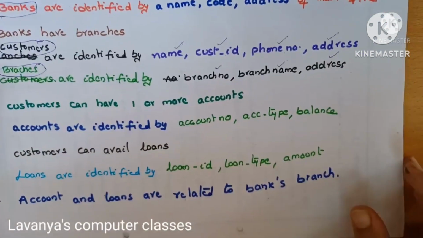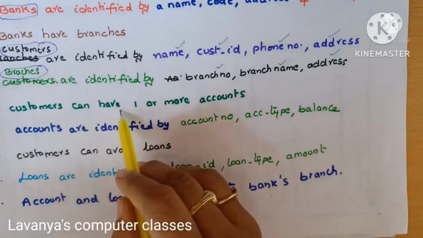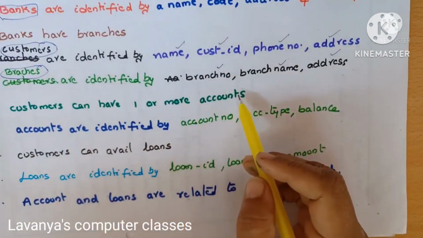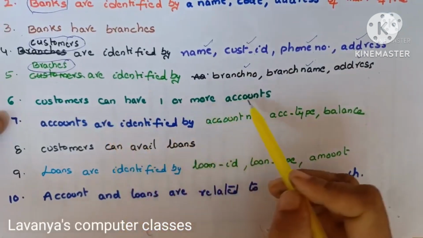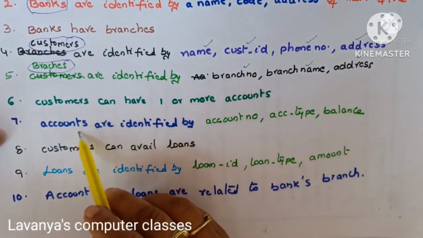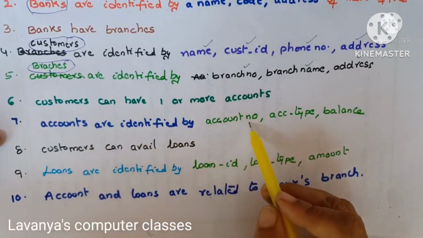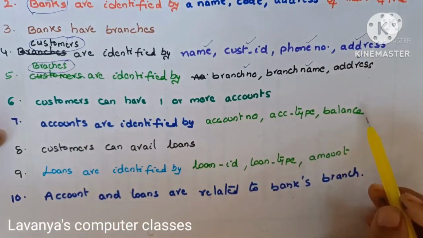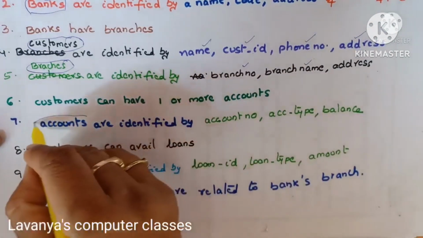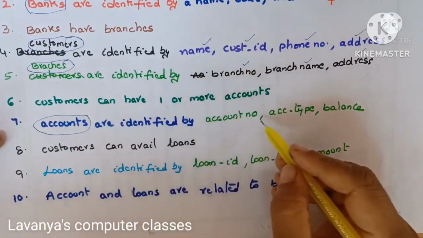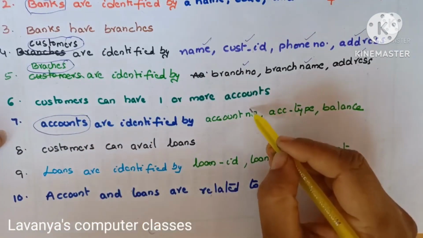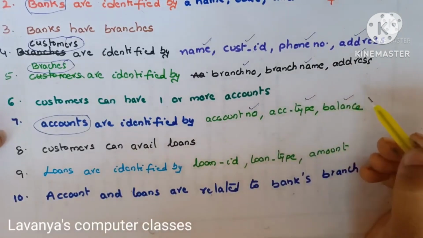After branches, the next step is customers can have one or more accounts. So in the bank, one customer can open any number of accounts. Next, accounts are identified by account number, account type and balance. So here one more entity set is coming. The name of the entity set is accounts. What are the attributes of accounts? Account number, account type and balance.